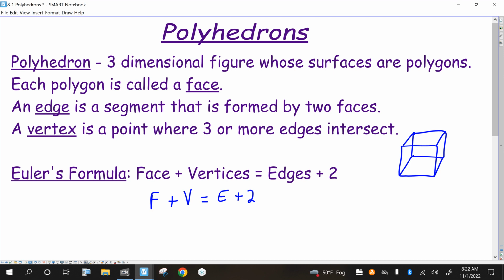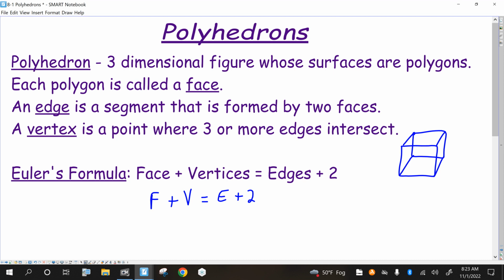Now edges are how many lines that make this up. So notice I drew 4 lines, then 4 lines again to make the front and back faces, and then connected them with 4 lines. So 4 plus 4 plus 4 is 12, and then plus 2 is 14. So 14 faces and vertices, 12 edges plus 2 makes 14 as well. So this works for all polyhedrons that you have. The faces plus the vertices equals the edges plus 2.